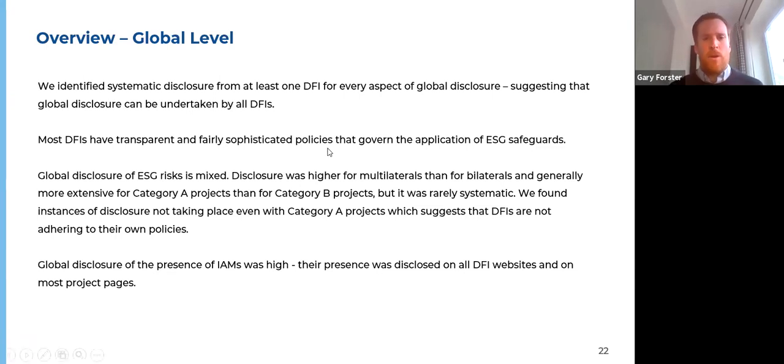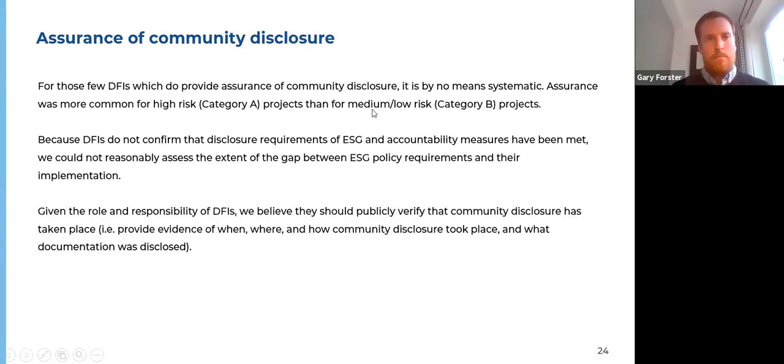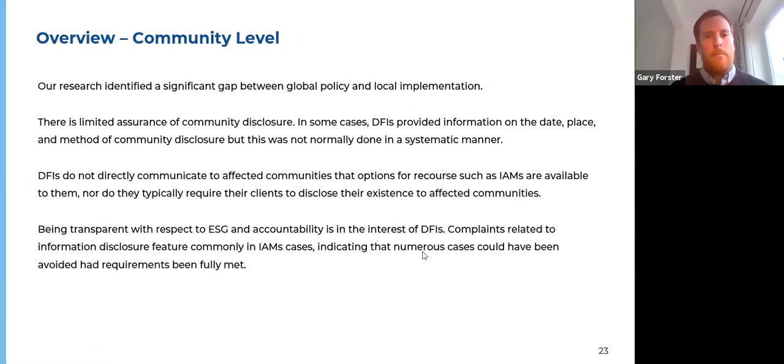But as we move from the global to the community level, our research identified a significant gap between global policy and local implementation. So there is limited assurance of community disclosure. And I think you can see from the data we've just been through that it's very, very limited assurance of community disclosure. In some cases, DFIs provided information on the date, place, and method of community disclosure, but this was not normally done in a systematic manner.